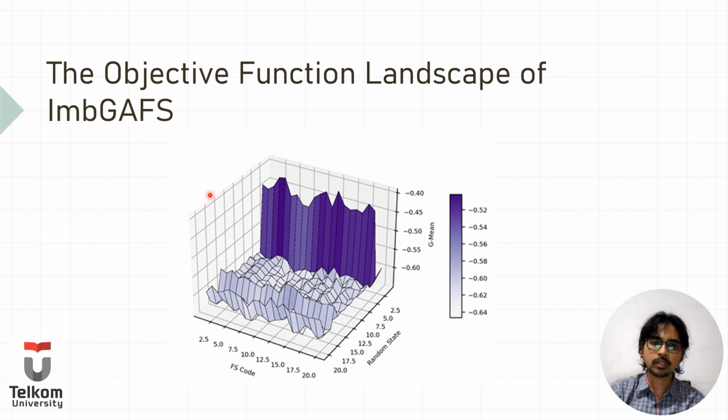Observing the objective function landscape is important to see how complex our problem is in the genetic algorithm in our ImbGAFS method. Here we can see a part of the objective function landscape. Here you can see that there are many values in this part of the objective function. The many values in the graph show that there is a chance of getting trapped in local optimum.